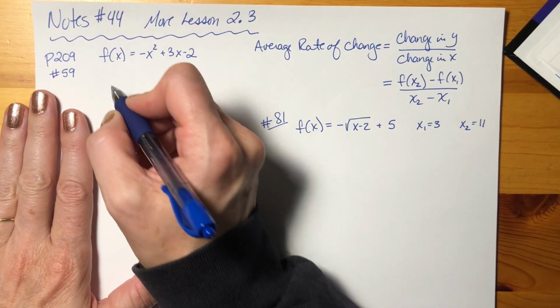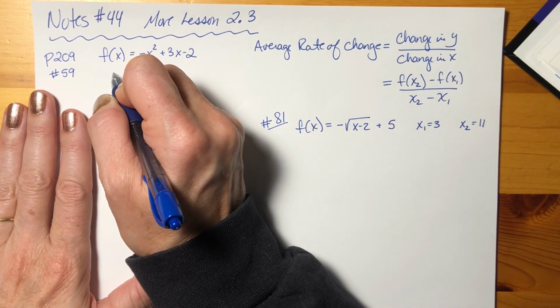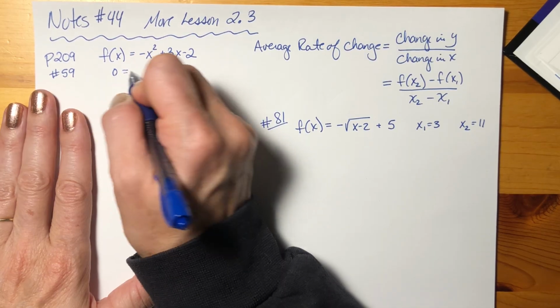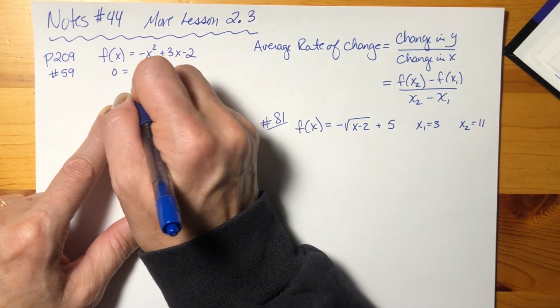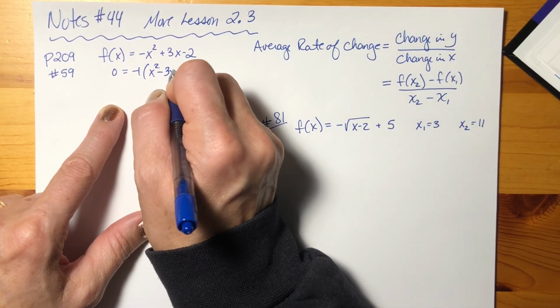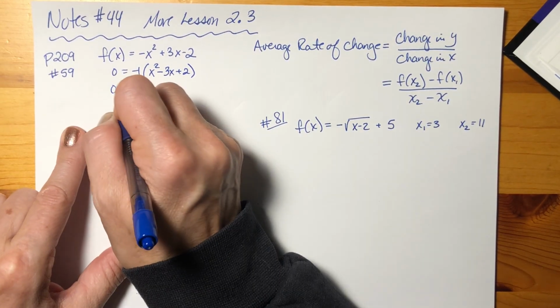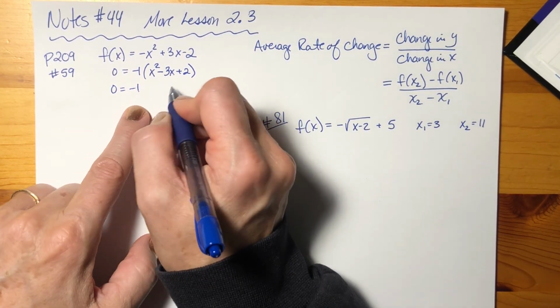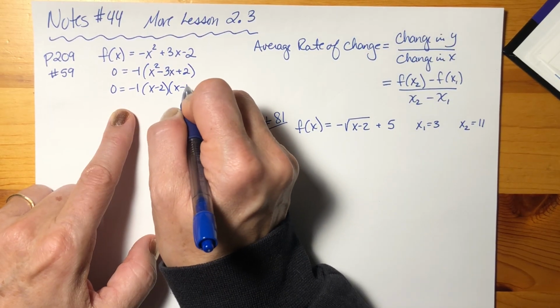So let's set this equal to 0. Set this equal to 0. And we're going to go ahead and factor. I don't know about you, but this minus in the front, that's bothering me. So let's factor that, make this negative 3x squared, make this plus 2, okay? So now I've got a negative 1 out front. I can factor that, no problem. x minus 2 times the quantity x minus 1.